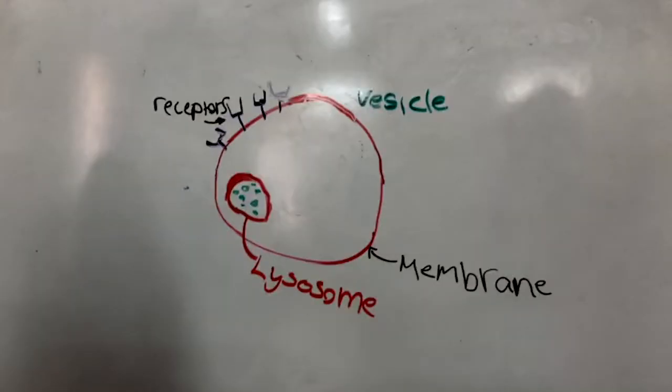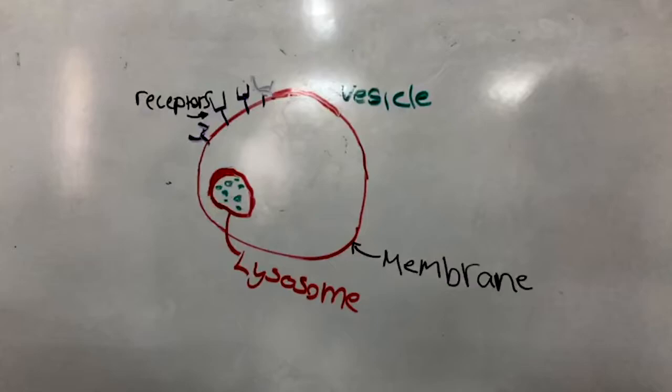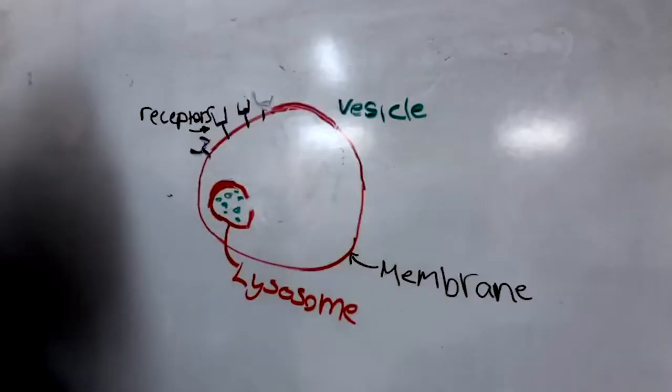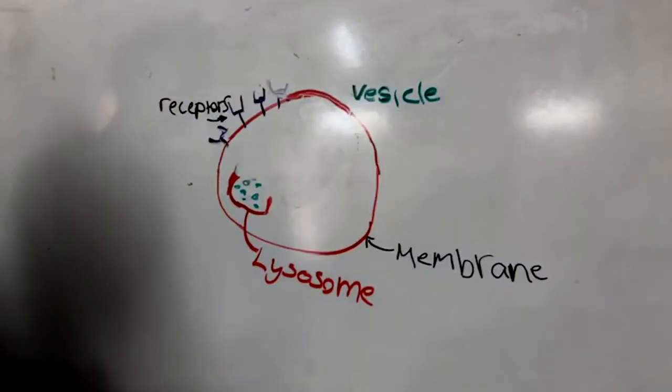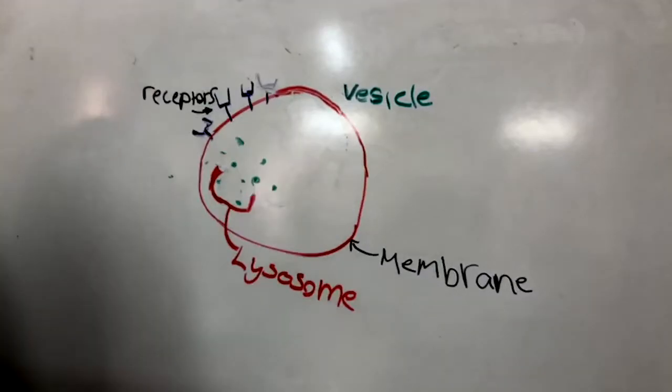So basically, receptor-mediated endocytosis is where receptors around the cell's membrane allow good substances to enter the cell so they can be broken down by the lysosome and used by the cell.